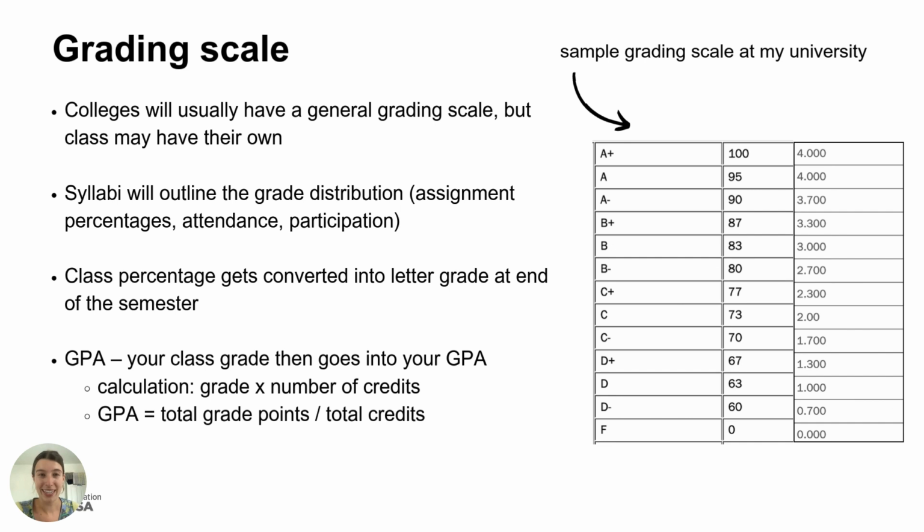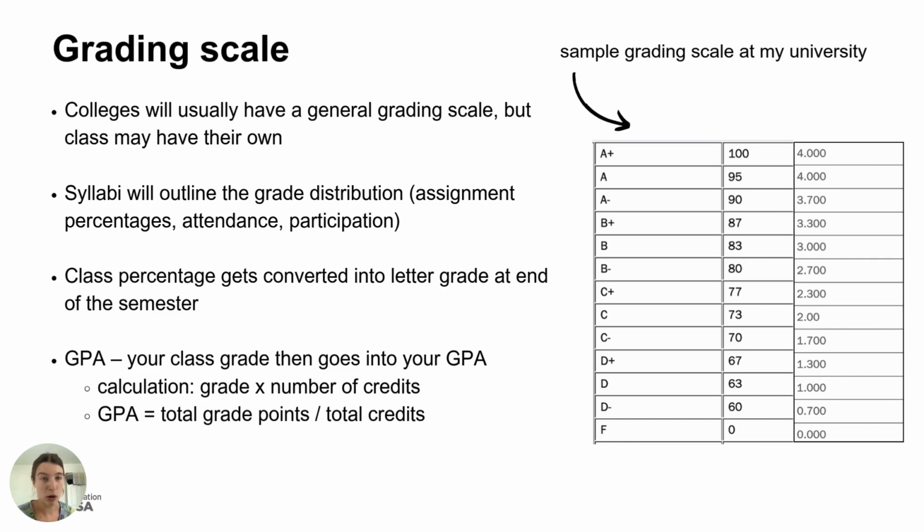Grading scale is next. Colleges will usually have their own general kind of grading scale. Here you can see the grading scale at my university. However, some classes will have their own grading scales. For example, organic chemistry might only require that you get a 92 to get an A, whereas as you see on here, the university requires you to get a 95. So it might vary by class.